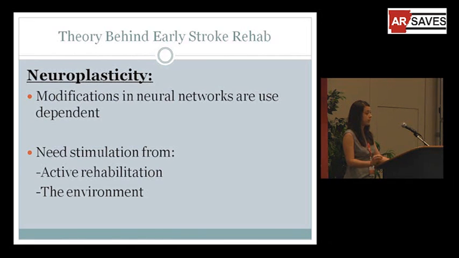And in order for the brain to do that, it needs constant stimulation from an active environment, which can be in a rehab setting, it can be in a subacute rehab setting, it can be from home as well, and it can be through the environment, and typically a combination of the two.